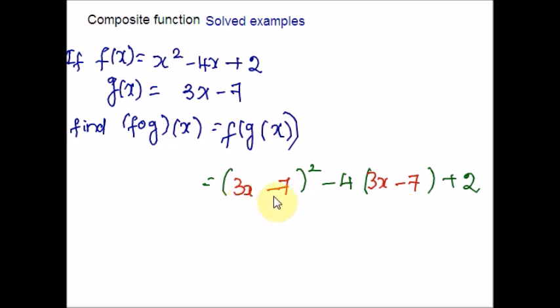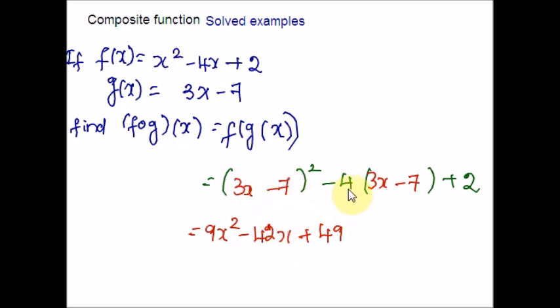If you are using a minus b the whole square formula, you will get a square, that is 3x the whole square is 9x square, plus b square. B square is 7, so 7 square is 49. Negative 2 times ab, so negative 2 times 3x times 7, which is nothing but negative 42x. Can you follow so far? We were just expanding this exponent by applying the formula a minus b the whole square.